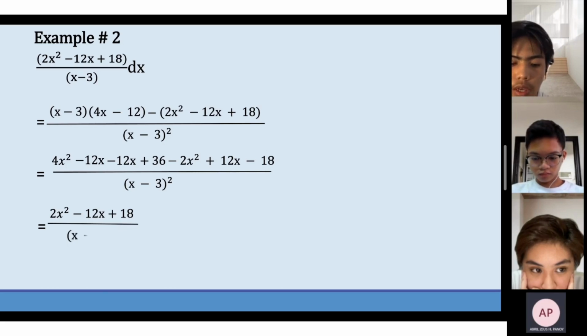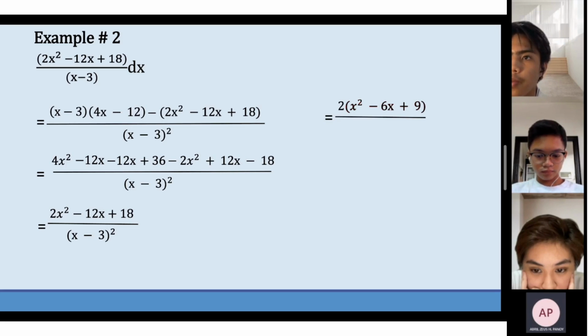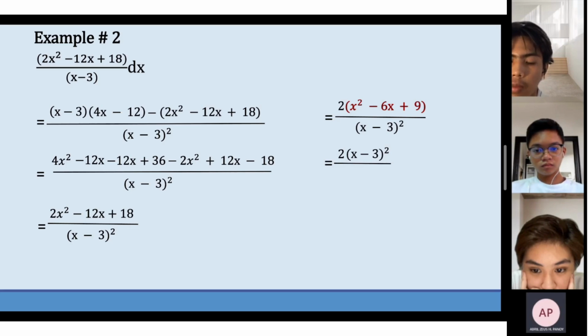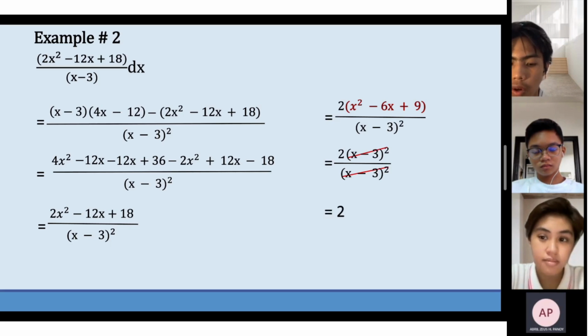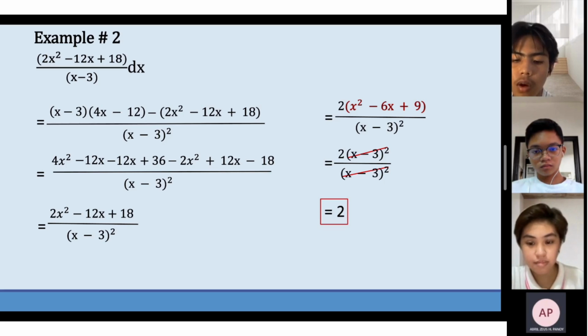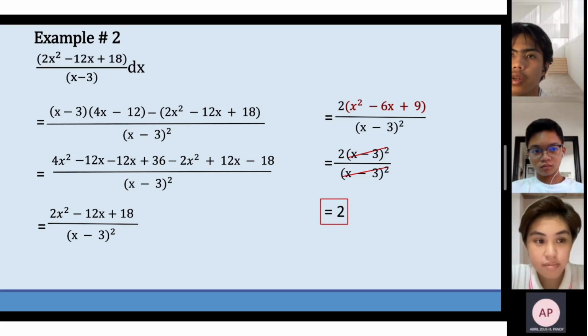In the numerator, we can bring out 2. Now it is 2 times the quantity of x squared minus 6x plus 9 all over the quantity of x minus 3 squared. X squared minus 6x plus 9 is a perfect square trinomial. So it can be factored to the quantity of x minus 3 squared. Now it can be cancelled. We are now left with 2, which we can do nothing about, so it is the final answer.